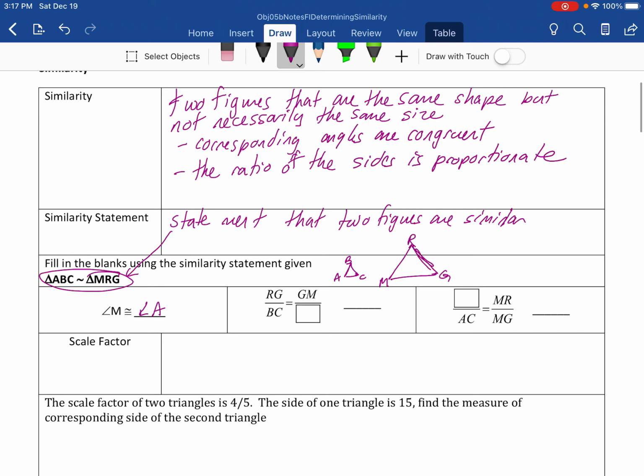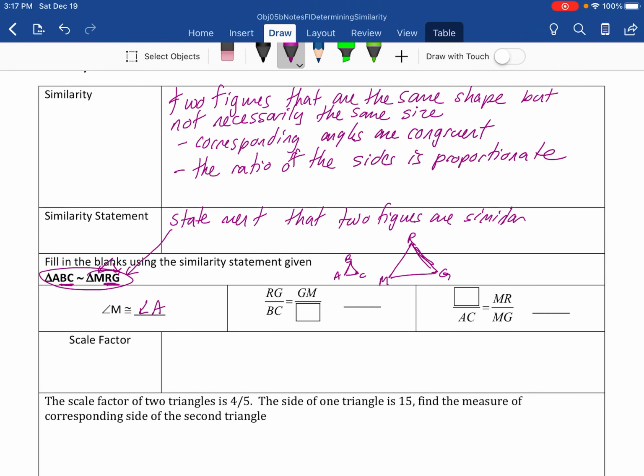It also says that side RG over side BC, so last two letters, is equal to side GM over CA, last letter, first letter. Basically, what that means is if I said this is 2 and this is 1, and I told you that MG was 6, you'd tell me that AC would have to be 3, because 2 over 1 would be equal to 6 over 3.